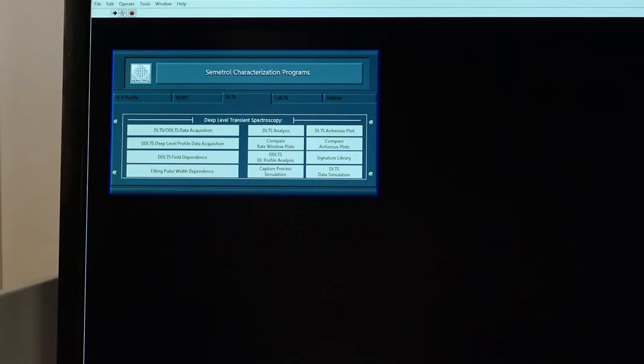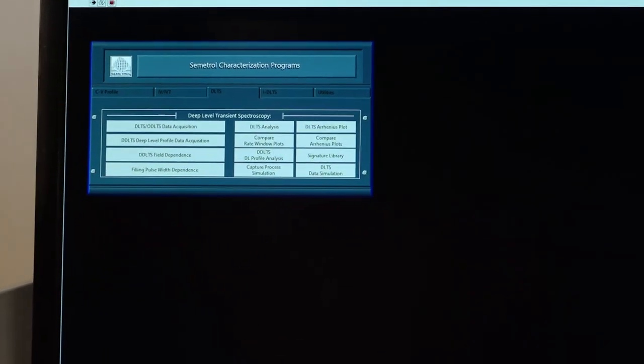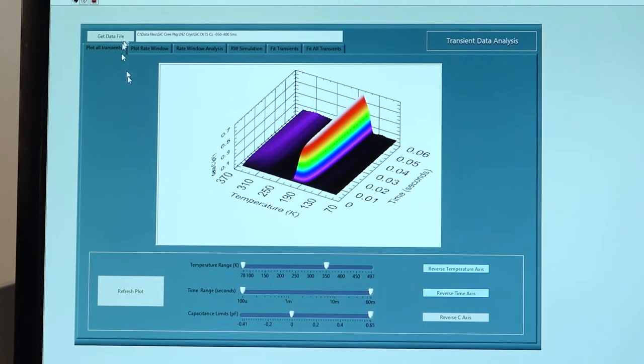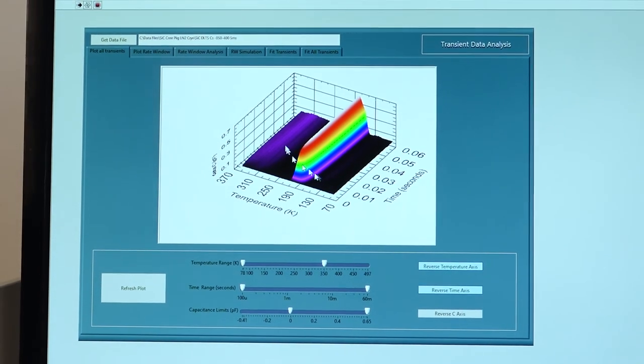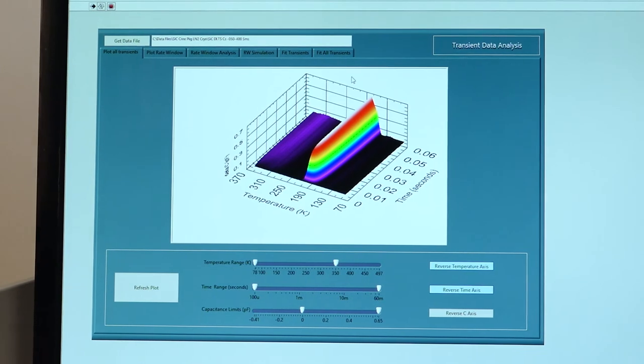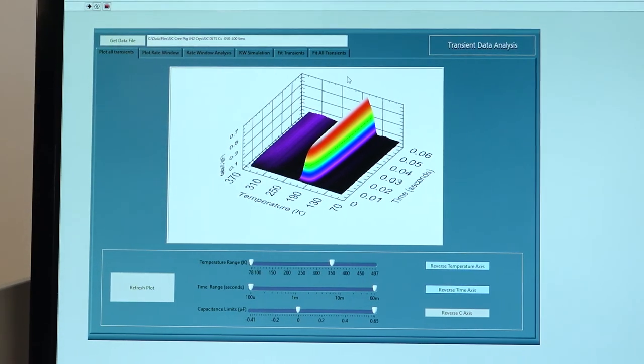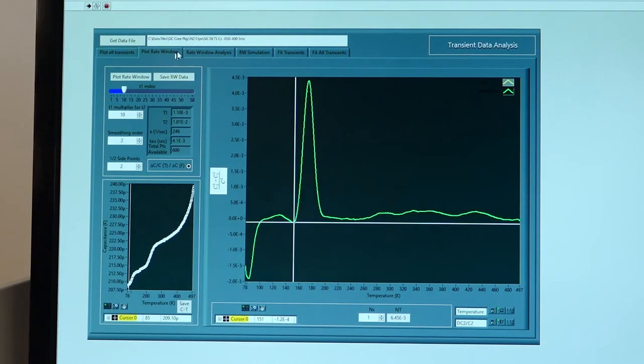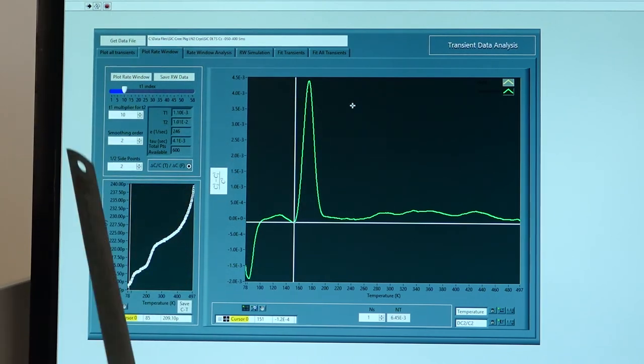So we have again opened this DLTS analysis tab, and as we have shown, this three-dimensional plot. Now, based on the discussions about how to extract energy level value, trap energy level, capture cross section, we now move into the most important part of this analysis, is to understand the rate window, plot rate window. So we click on the second tab, and here we see some important parameters that have to be tuned.